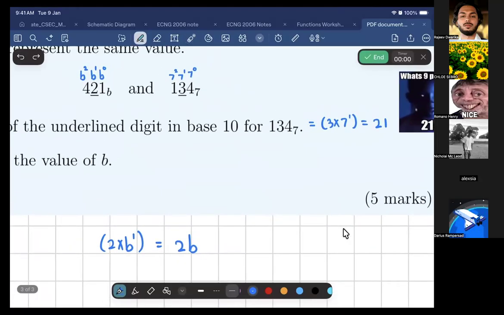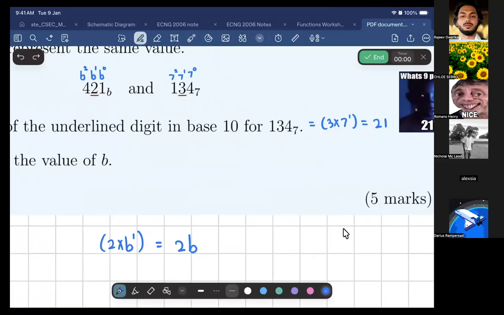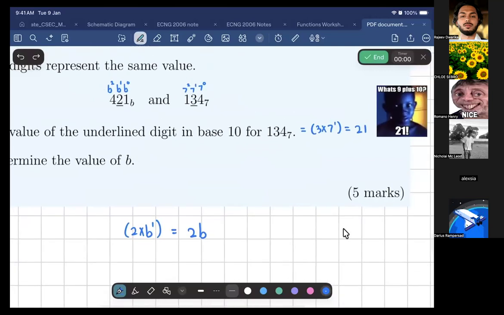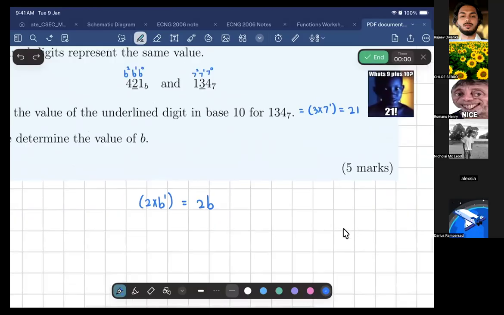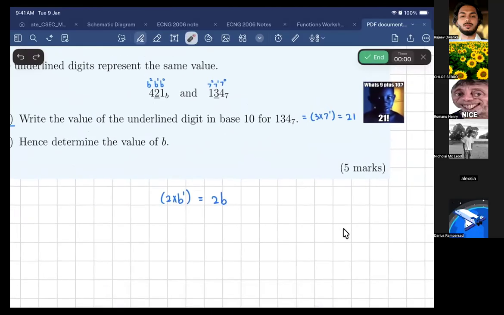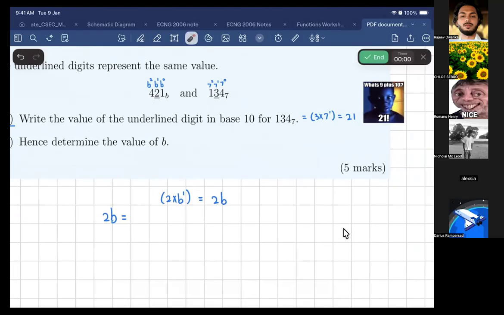Can we see that both of them are in the same place, like the 3 and the 2? Yes, we can see that. Do we know what the value for that 3 is? Since both of them are in the same place and both of them in base 10, what could I do? Take a guess. Use the same value for it. So we could say 2B is equal to what? Both of them are in the exact same place, and I've converted both of them to base 10.